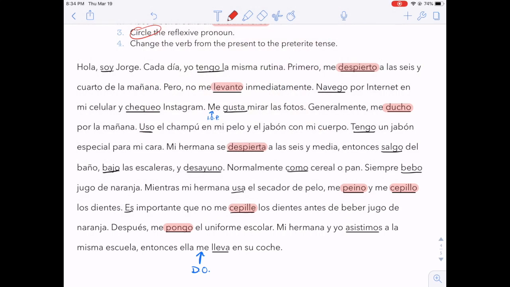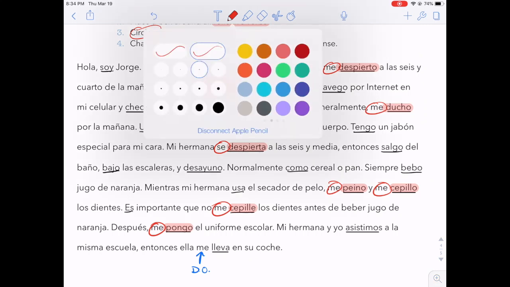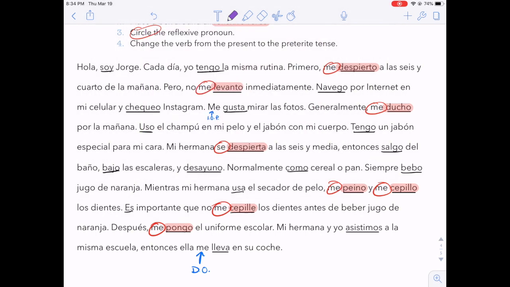Hey, the fast way is to find all of our reflexive verbs and find their pronouns. So me despierto, me levanto, me ducho, se despierta, me peino, me cepillo, me cepille, me pongo. That's it. Now we're going to change every single verb from the present tense to the preterite tense. I will go ahead and pause the video and write them all in the preterite tense. You go ahead and translate them to the preterite as well, and then we'll check how we did.